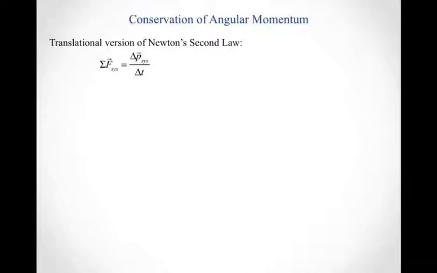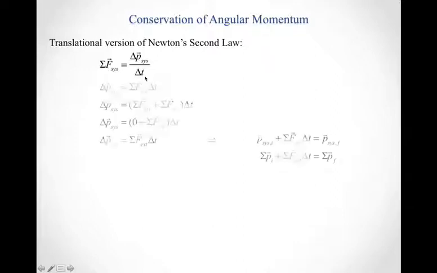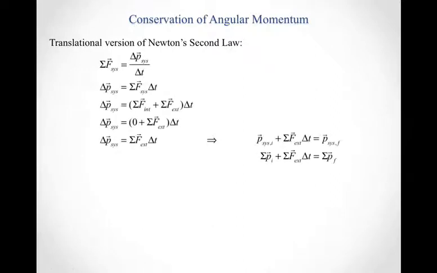The conservation of linear momentum comes straight out of the translational version of Newton's second law. So thinking about how Newton's second law applies to a system of objects, what we've got here is an equation that tells us that the net force acting on our system is equal to the change in the linear momentum of our system with respect to time. And so all we're going to do is just rearrange this equation.